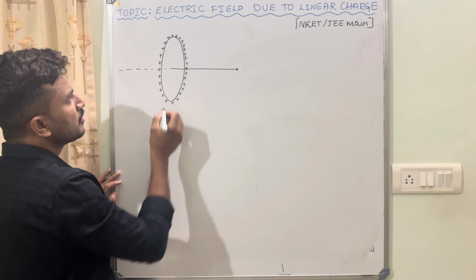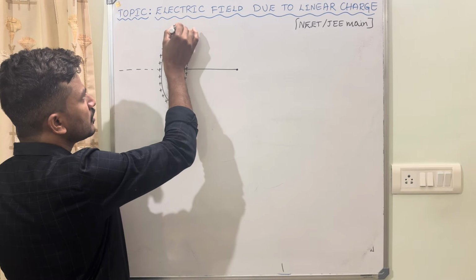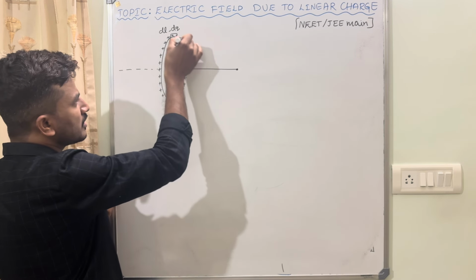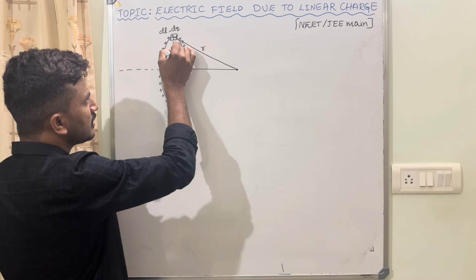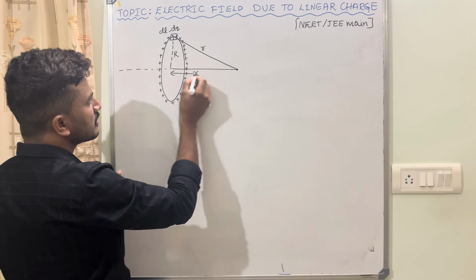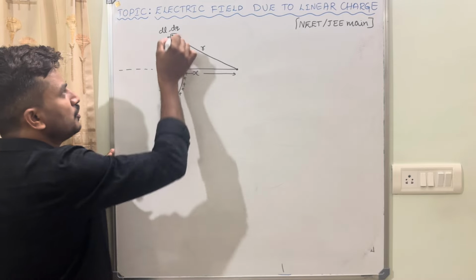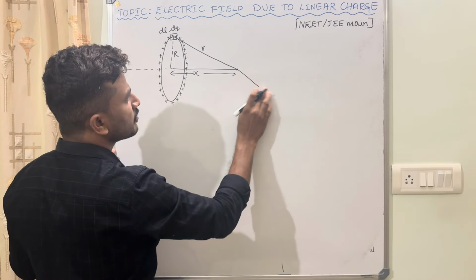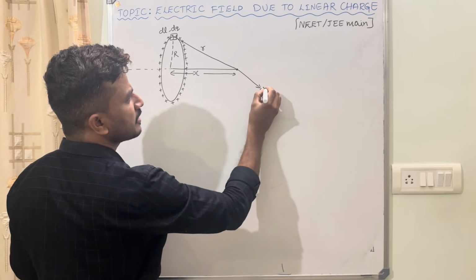To derive this, I will consider a small charge element, dq, of length dl, which is at a distance small r. So let's consider this radius is capital R and this distance is x. Due to this charge element, the electric field will be outwards. Yes or no? Electric field will be outwards. How much is this? dE.